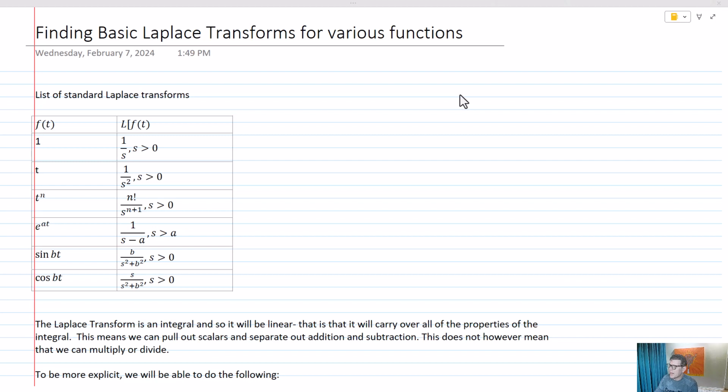So here's our list of standard Laplace transforms. We talked about these in the last video, so I'm not going to go over them again, but I am going to be utilizing them. And for each one of the examples that I have, I'll come back and reference them again.